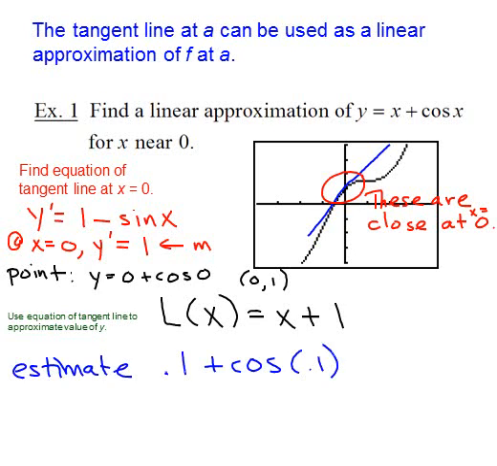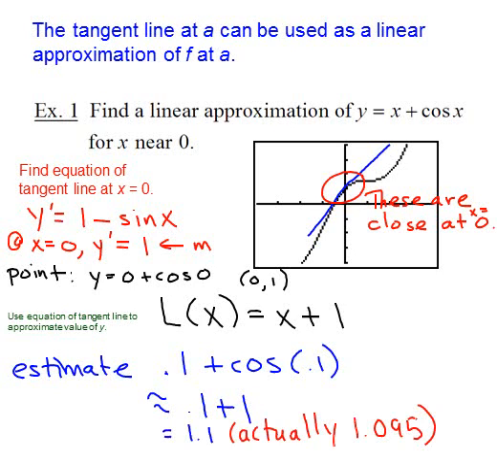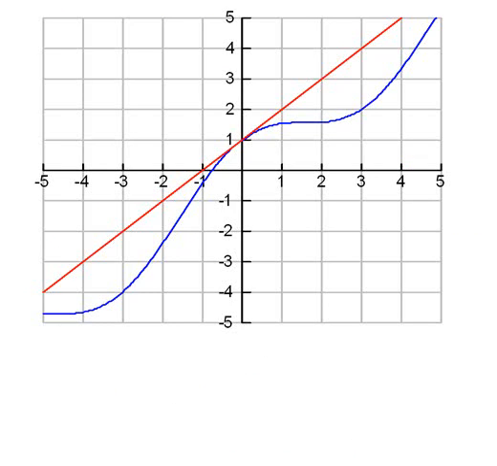Suppose we were asked to approximate the value of 0.1 plus cosine of 0.1 without a calculator. I would plug in 0.1 for x in our linear approximation, arriving at 1.1. The actual answer is about 1.095, so we did get pretty close. Here's a graph of y equals x plus cosine of x in blue and the tangent line in red that we just found. You can see how close together the two graphs are near x equals 0.